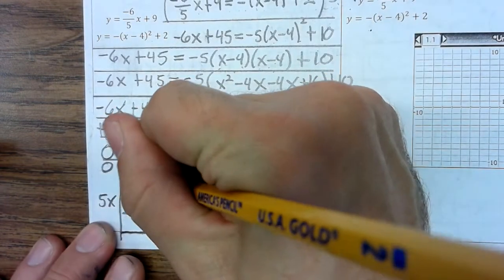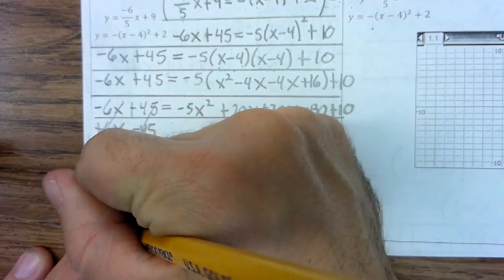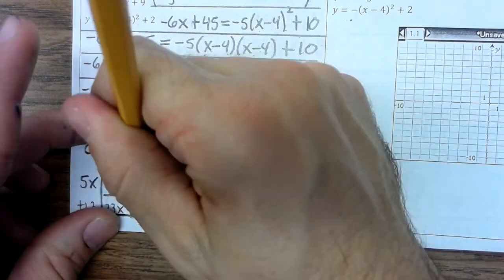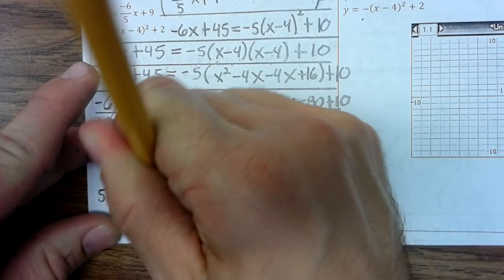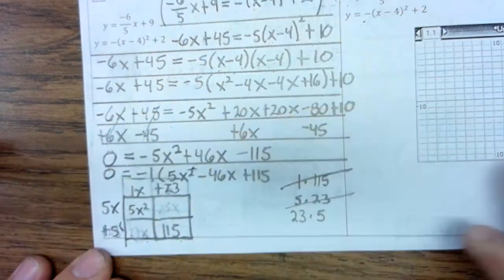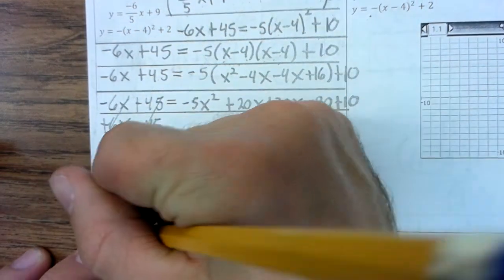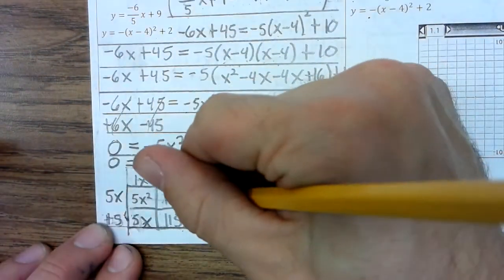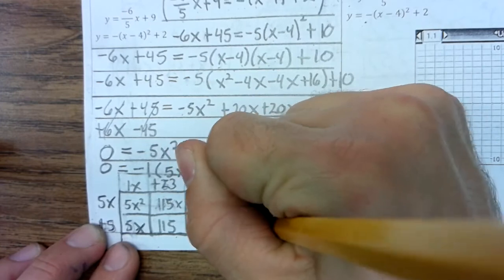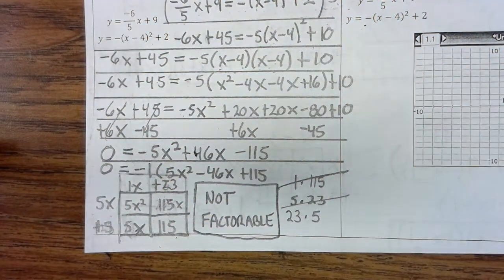So now we just try plus 5 plus 23. Well, that's 25x, 23x. That gives us 48. Close, doesn't work. So then we try the only other combination, which is 23 and 5. Well, that's 115x, and that's 5x. None of those work, so this is not factorable. Whoa, there's a bell. All right, so that means we probably need to finish up.